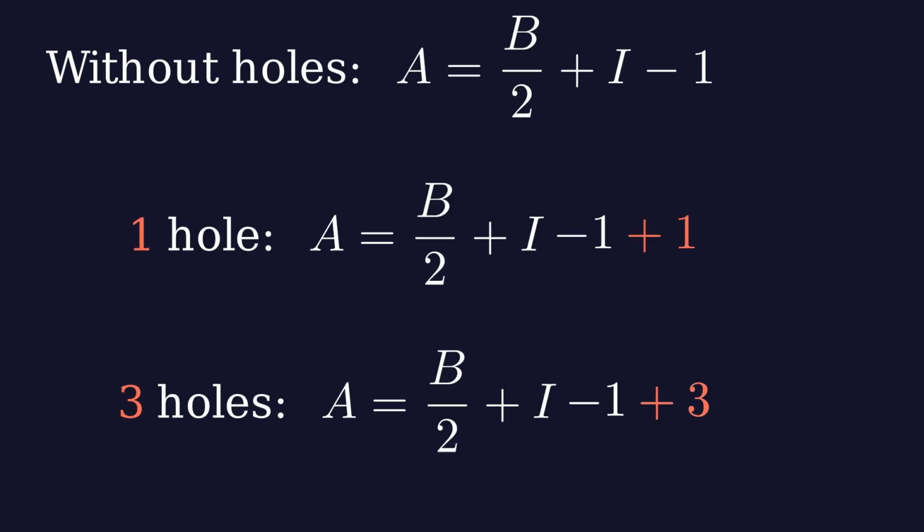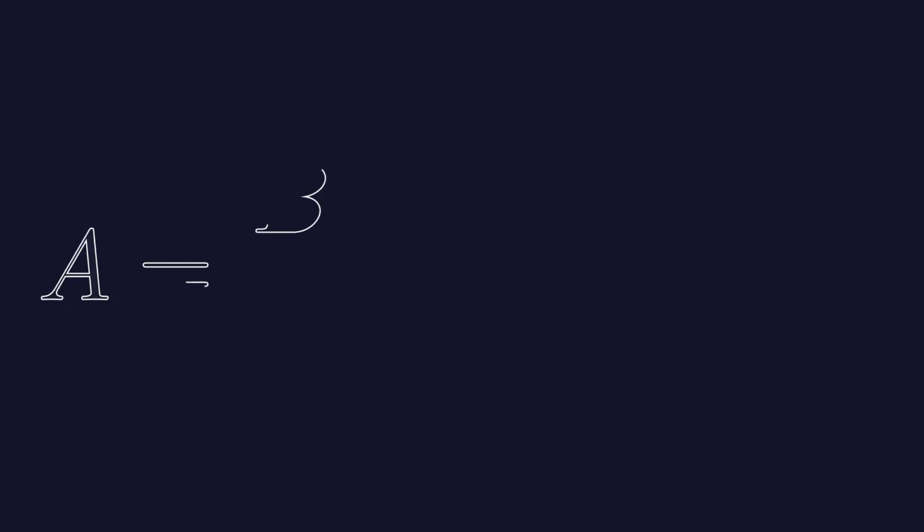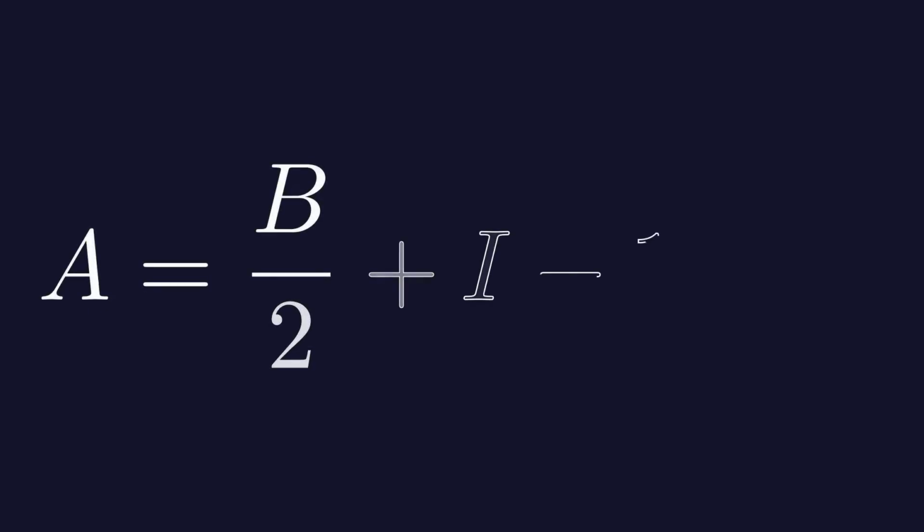Pick's theorem. So, the general formula for calculating the area of any lattice polygon with any number of holes using Pick's theorem goes like this. Number of boundary points divided by 2, plus the number of interior points, minus 1, plus the number of holes.